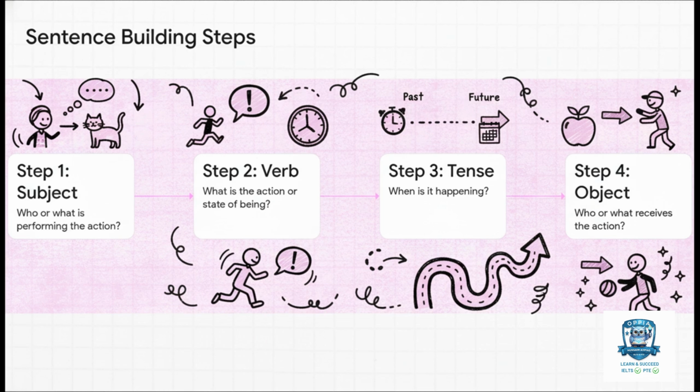So from now on, here's your simple step-by-step checklist. First, ask yourself who or what is doing something. That's your subject. Then, what are they doing? That's your verb. Next, when is it happening? Set your tense. Finally, who or what is being affected? Add your object. If you follow this process, you will build strong, clear sentences every single time.